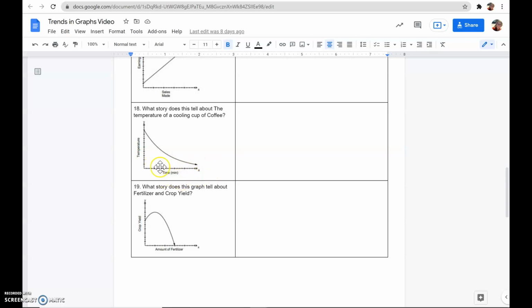As time increases, what's happening to temperature? Well, we start at the top and then go down this way. So what trend is that? We said if we start at the top left and end at the bottom right, it's decreasing. So we have a decreasing trend, but it's not a straight line, so that means something else is going on.